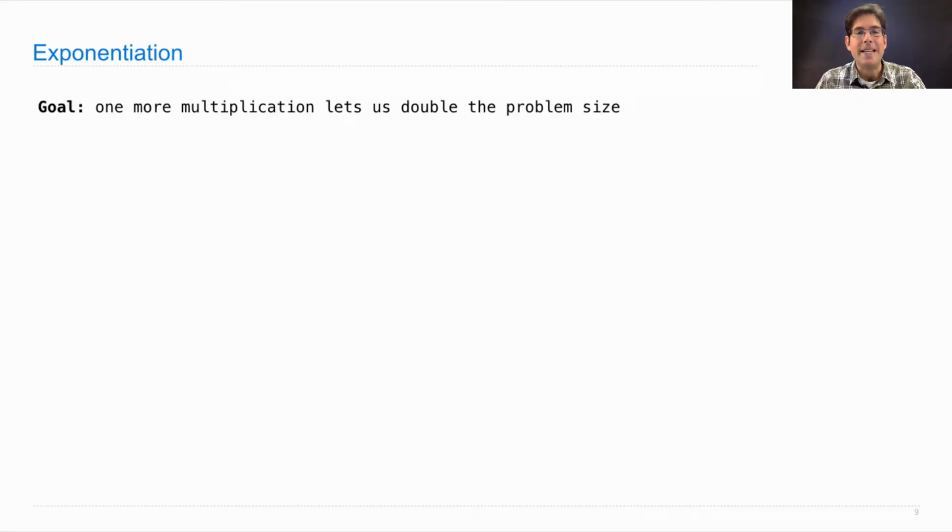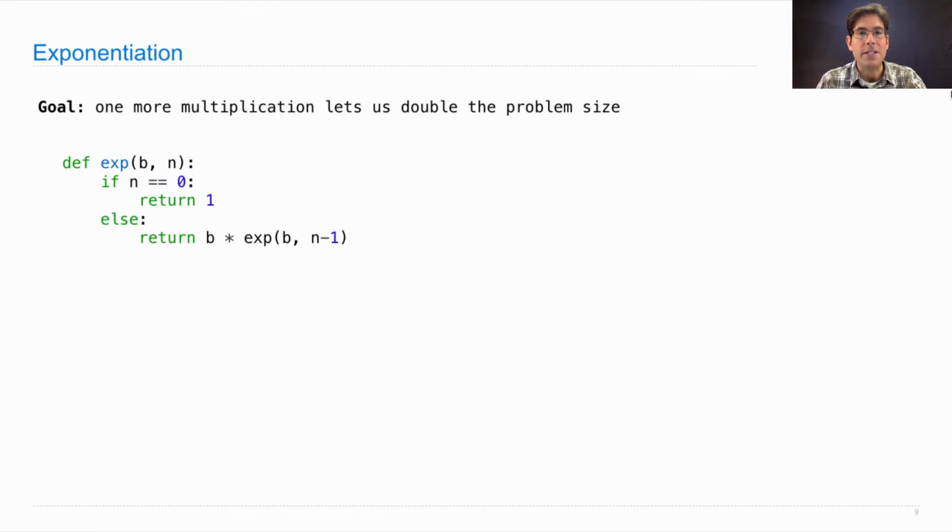Our goal will be to have it so that one more multiplication lets us double the exponent that we're using in exponentiation. Here's an implementation that does not meet this goal. This says to raise b to the power n, if n is 0, return 1. Otherwise, multiply b to the n minus 1 by b. This is a correct definition, but if I double n, I have to do twice as many multiplies, because each time I make a recursive call, I'm only reducing n by 1.